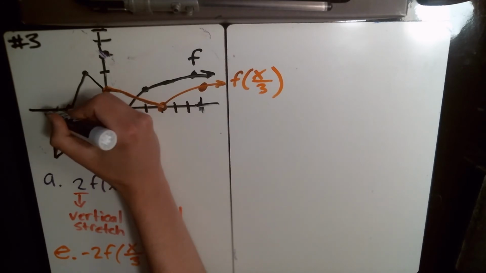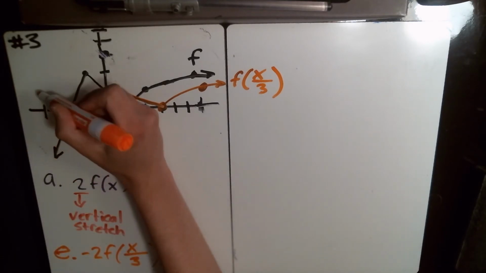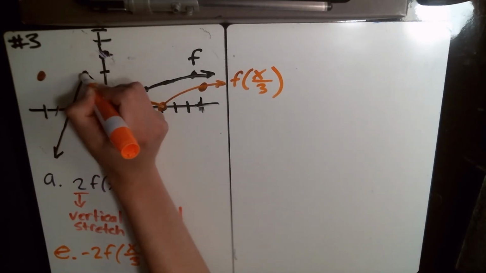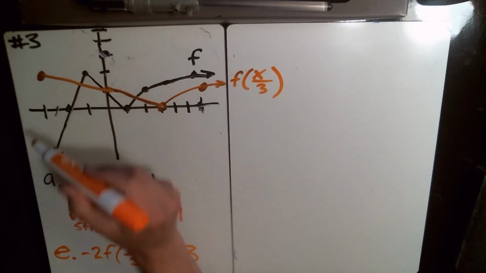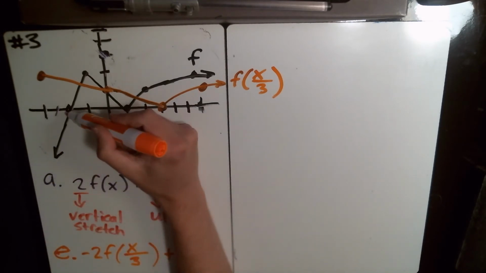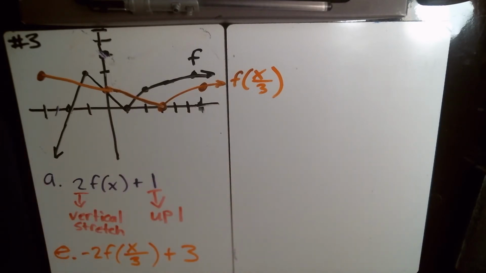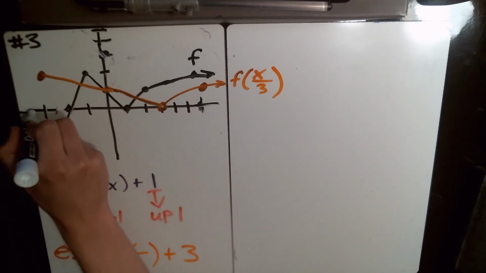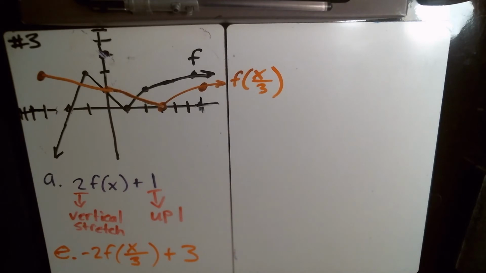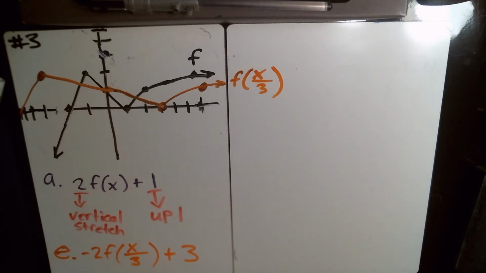So 1, 2, 3. So at negative 3, we're going to be at the same place we were when we were at negative 1. And then from there, where it hits 0 is going to be 3 times where it was before. So it's going to be at 6. 1, 2, 3, 4, 5. I can't quite fit it, but it would be out at 6. So this is f of x over 3.